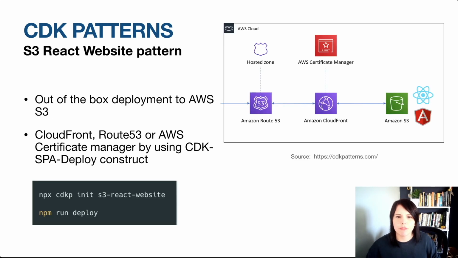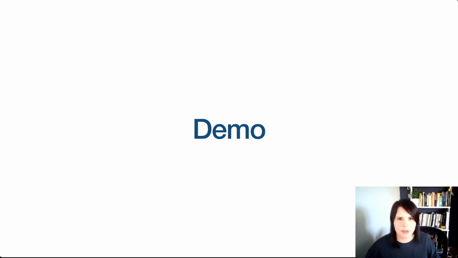The pattern that we will be focusing on today is an S3 React website pattern. And here is a possible architecture for the S3 React deployment pattern. However, out of the box, this pattern deploys a website to S3 only. You can add CloudFront, Route 53 or AWS Certificate Manager by using CDK SPA deploy construct, which I will be showing in our demo. So let's jump in and deploy a React application.